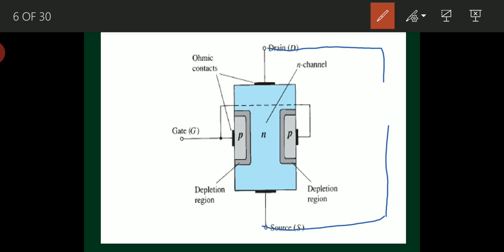Right? So likewise, I have to bias the input terminals also. Okay. What is the source? I have told you that you can compare the function of the source with the function of the emitter in a BJT, right? In a BJT, the emitter emits the electrons. Likewise, in a FET, the source terminal will emit the electrons.